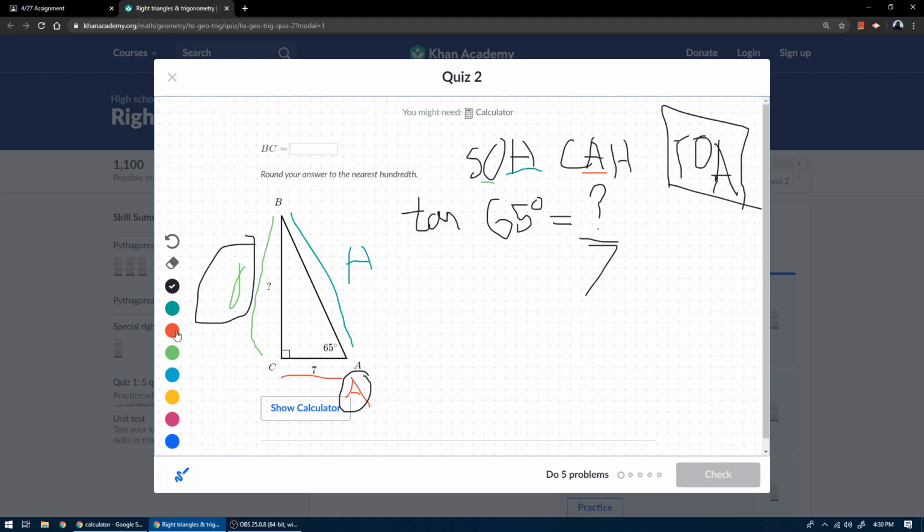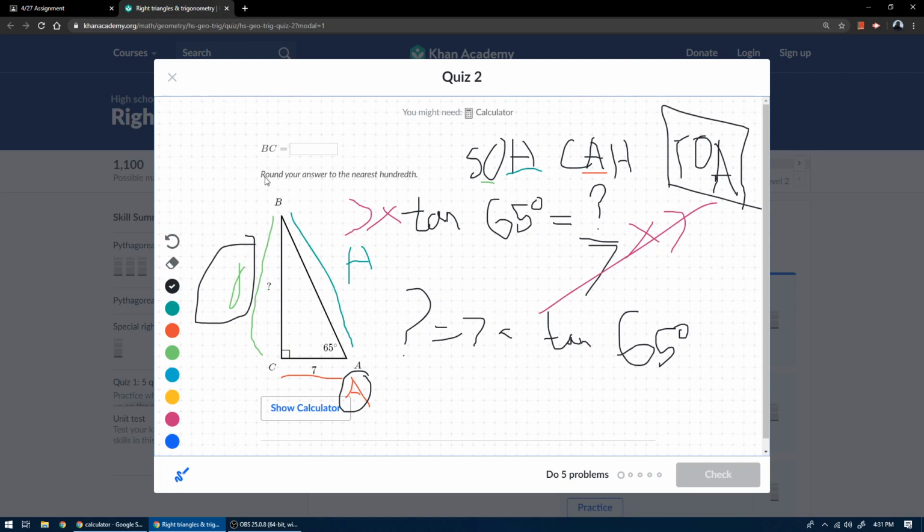Now that I have my equation, I can solve it pretty easily. What's happening to this question mark? It's being divided by 7. So to undo this division, to make this by itself, I need to do the opposite of a division. Opposite of division is multiplication, so I'm going to times both sides by 7. Now I have 7 times tangent 65 is equal to the question mark. I cancel this by doing multiplication, and my question mark is equal to 7 times tangent of 65 degrees.